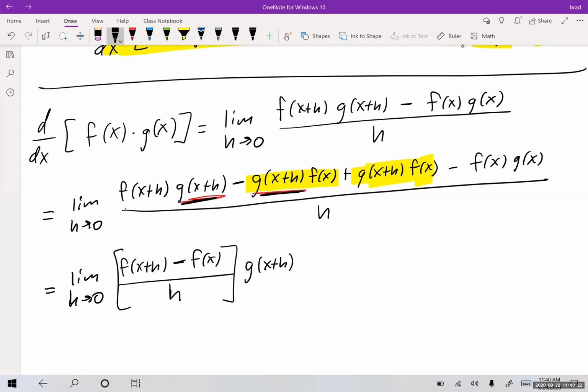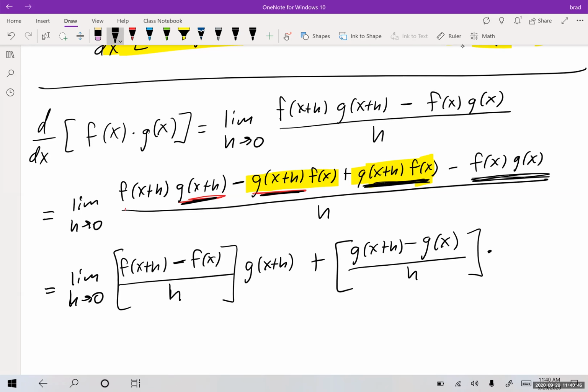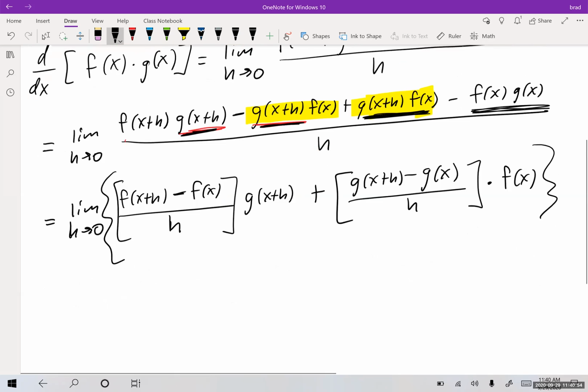Now, I'm going to add the other one, but this time notice that this piece has an f of x and this piece has an f of x. So this time I'm going to factor out the f of x. So that's going to leave me with g of x plus h minus g of x all over h. And I'm going to multiply this by f of x this time, okay? Now, this is all taken to the limit. So we have the limit of this, all right?